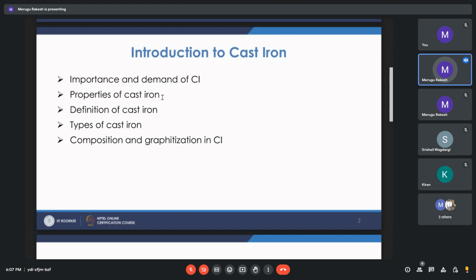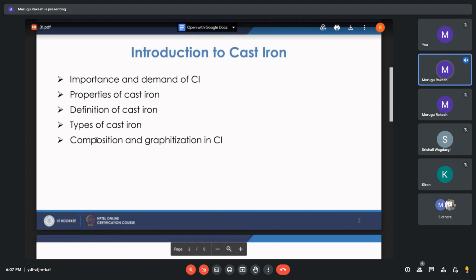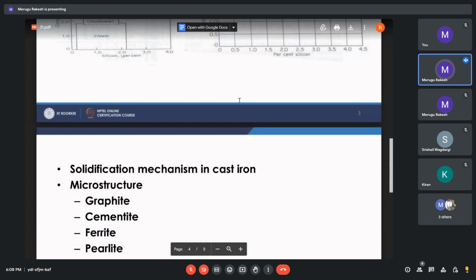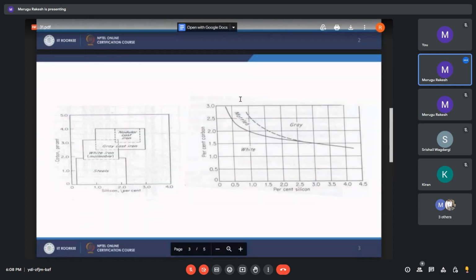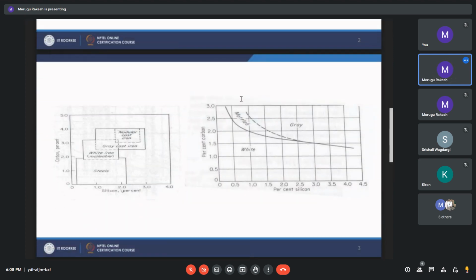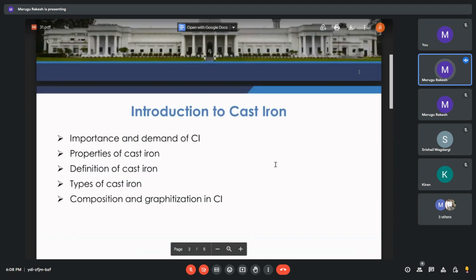Then we will discuss the different types of cast irons available, their composition, and graphitization in cast irons. Let me start with the role of silicon. Before going to this, let me discuss a bit about cast iron.